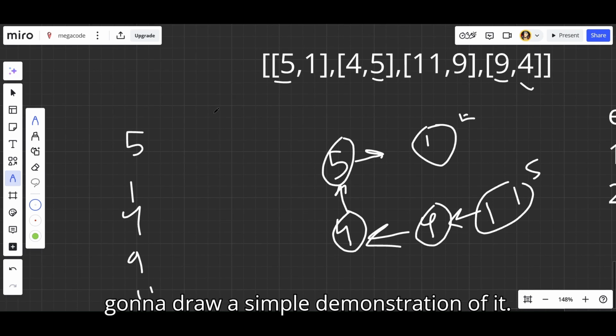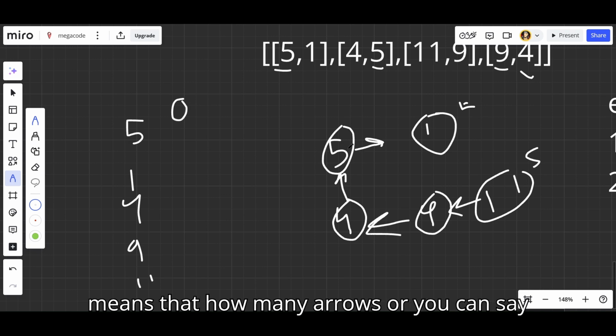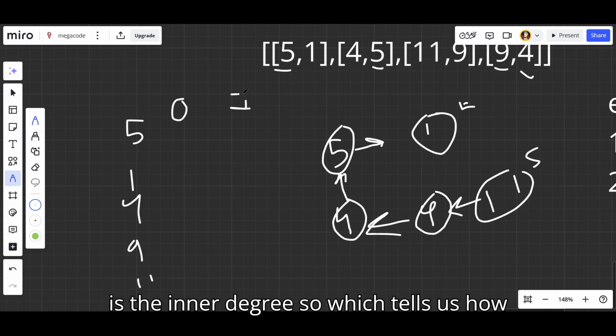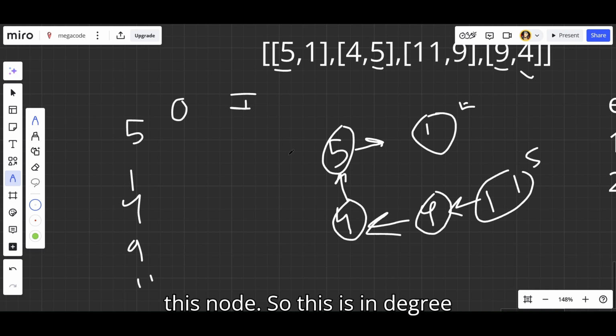So I'm just gonna draw a simple demonstration of it. Let's say O is outer degree, which means how many arrows, or you can say edges, are coming out of that node, and I is the inner degree, which tells us how many edges are ending towards this node. So this is in degree and this is outer degree.